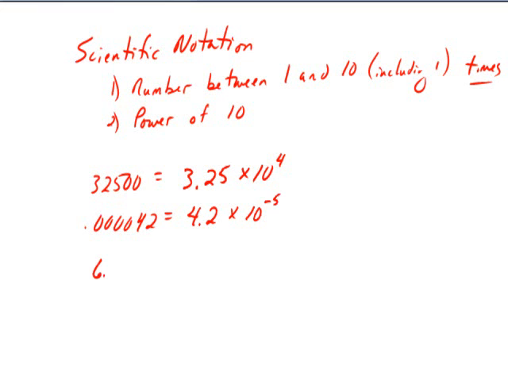We can also take numbers written in scientific notation and write them in decimal notation. In this case, I have 6.2 times 10 to the 5th. I still need the 6 and the 2, but I need to move the decimal point 5 places to the right for the 10 to the 5th, including zeros wherever needed as place fillers. 1, 2, 3, 4, 5. And in this case, my value is 620,000.